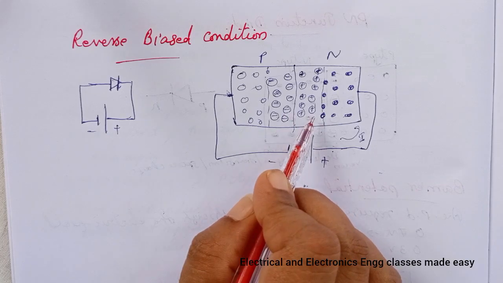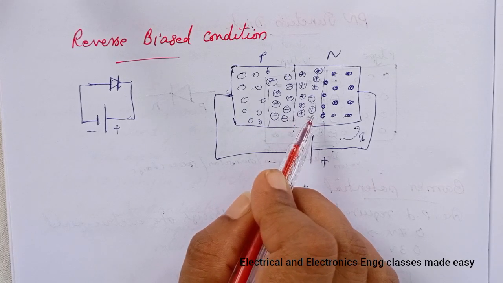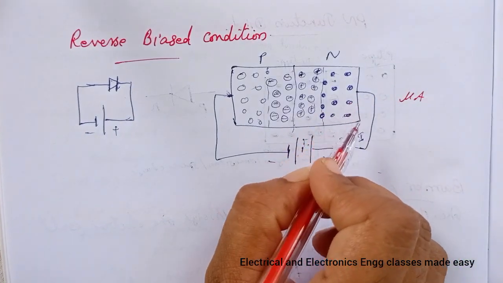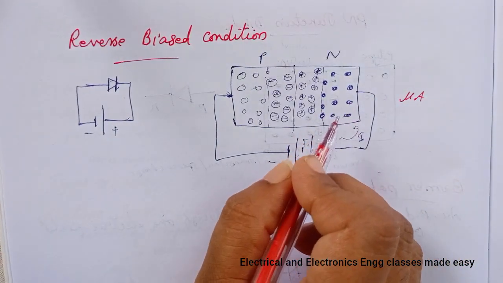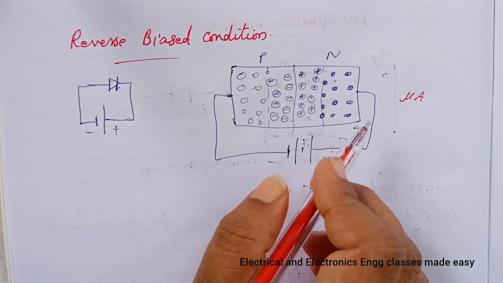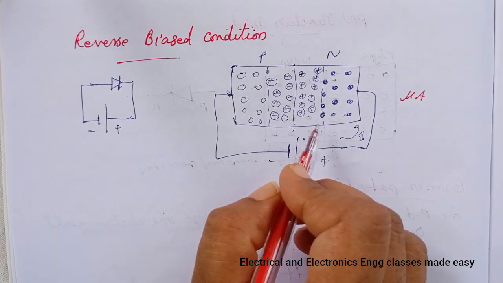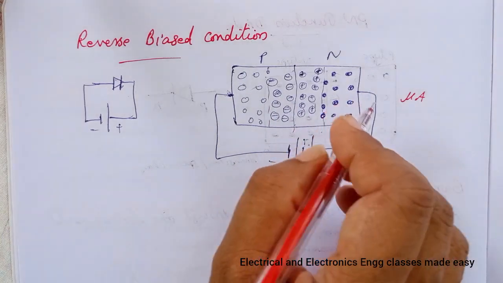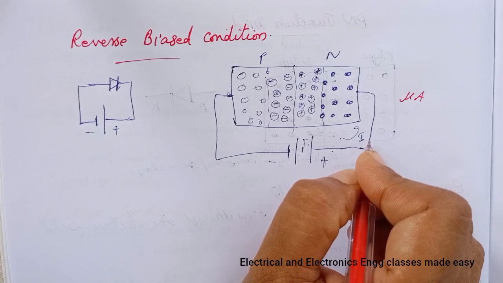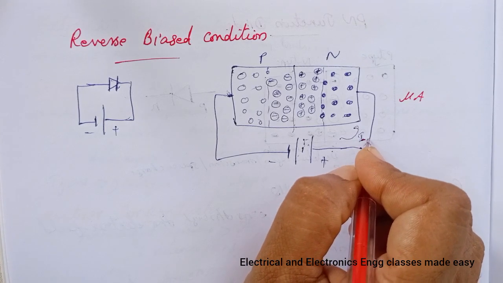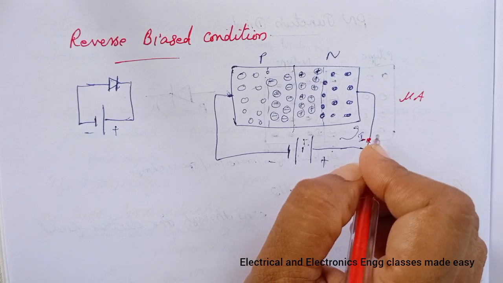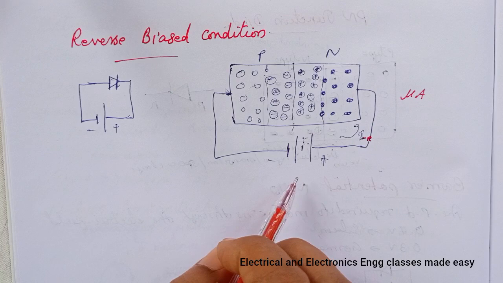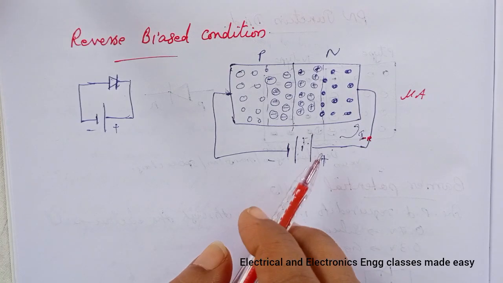And when this happens, a small current of the order of a few microamperes flows in the external circuit, and the reverse current caused by the thermally produced minority carriers is called the reverse saturation current or leakage current. So this is reverse saturation current or leakage current.